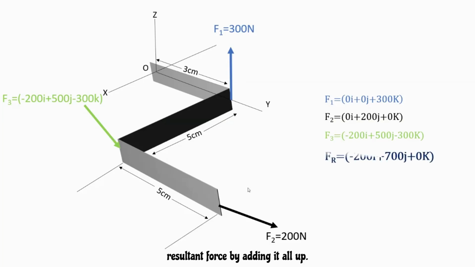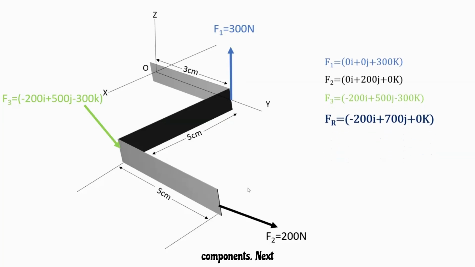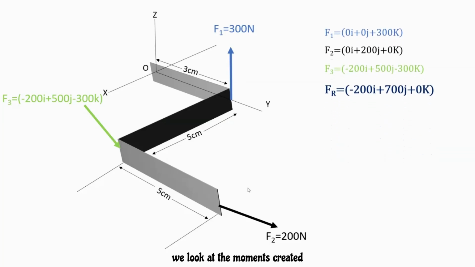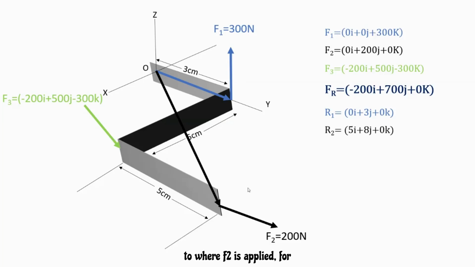Now we can find the resultant force by adding it all up. All we do is add the i components to i components, j components to j components, and k components to k components. Next, we look at the moments created about point O by each force. So for force F1, we need a position vector from O to where force F1 is applied. For F2, we need a position vector from O to where F2 is applied. For F3, we need a position vector from O to where force F3 is applied.